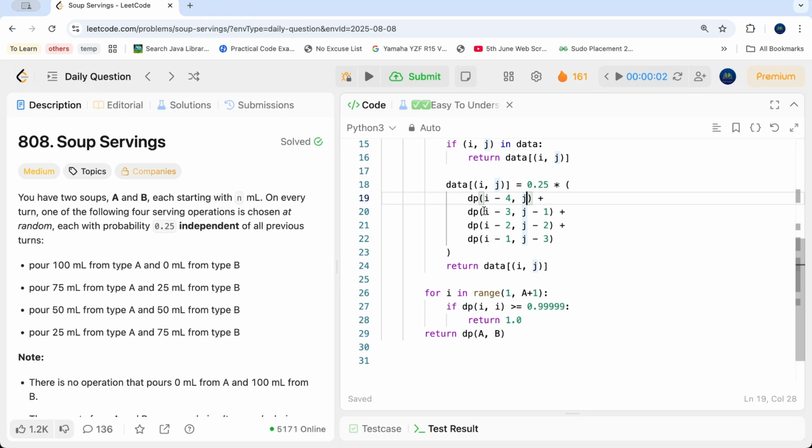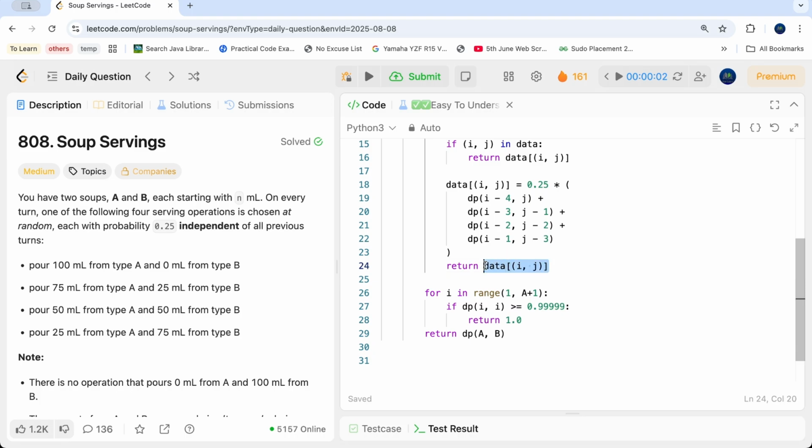Then we will call the dp function again with the second event, i minus 3 and j minus 1, basically 75 units from A and 25 units from B. Similarly, i minus 2 and j minus 2, and i minus 1 and j minus 3. We are performing these 4 operations and adding all the 4 probabilities. Since the probability of any of these events happening is 1 by 4, we are multiplying the whole probability by 0.25. And then finally we can return the value of data of i comma j.